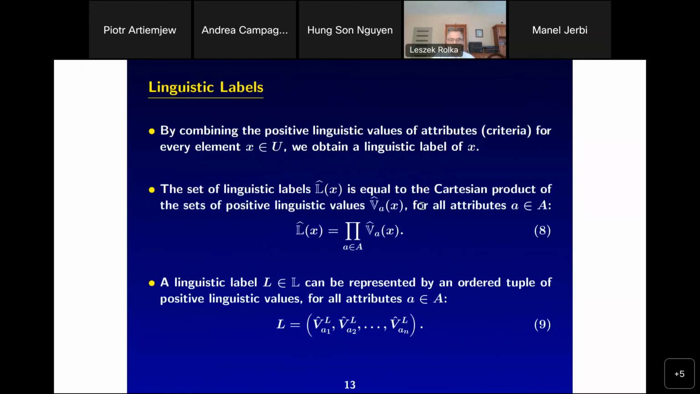To get a complete characteristic of every element of the universe U, it is necessary to combine the positive linguistic values of all criteria. So we define a set of linguistic labels, L hat, of X, which is equal to the Cartesian product of the set of positive linguistic values for all criteria. And any linguistic label can be represented by an ordered tuple of positive linguistic values for all criteria.